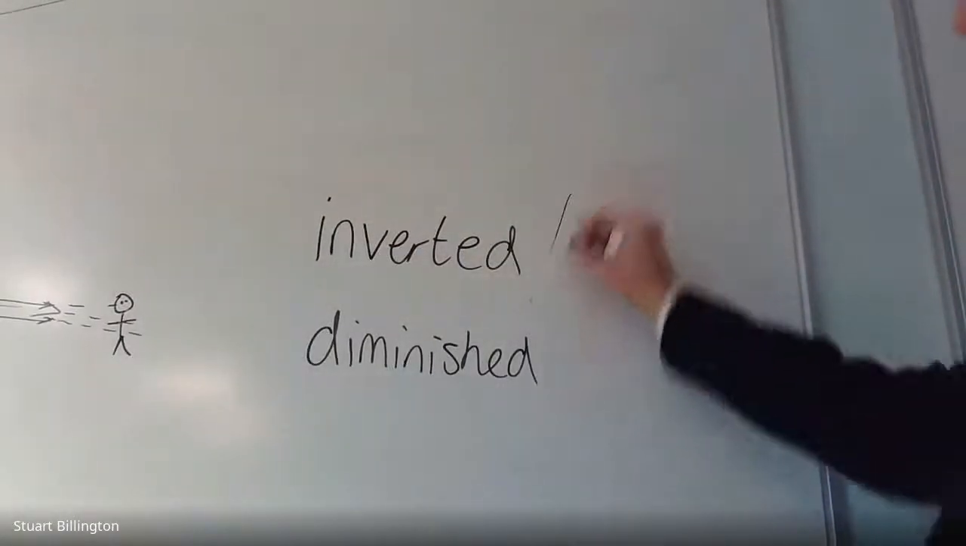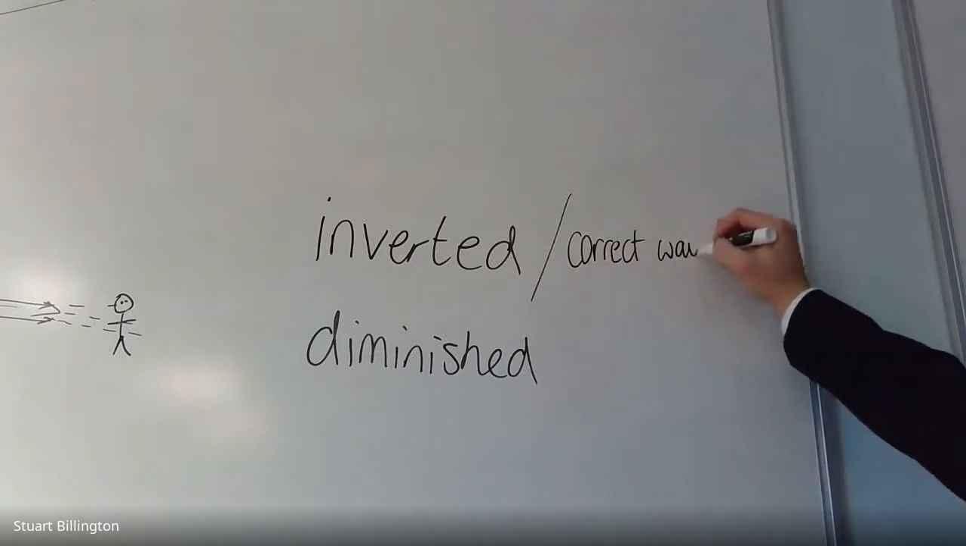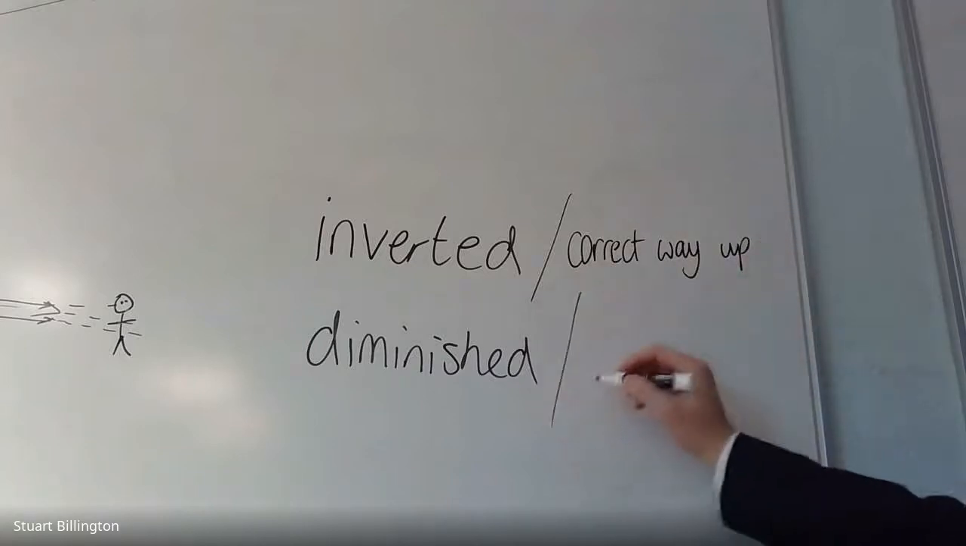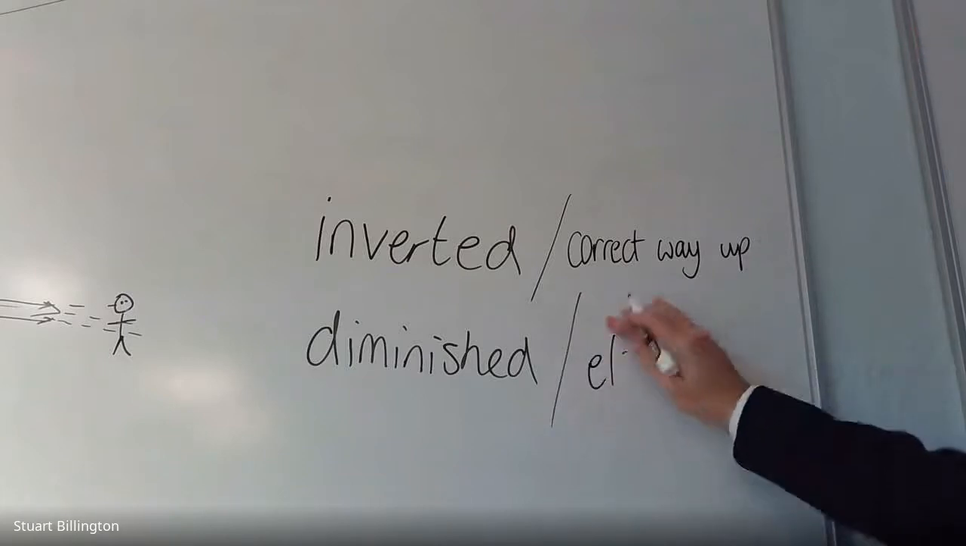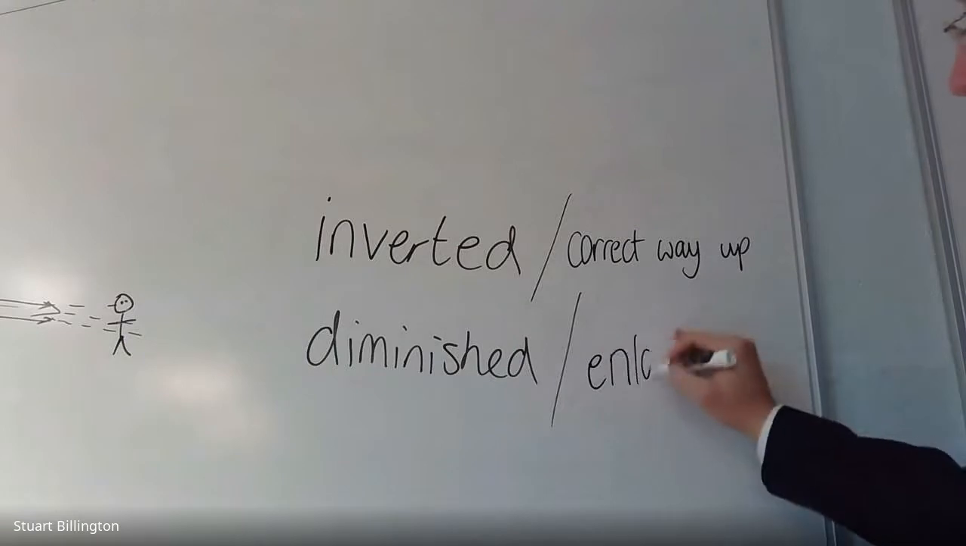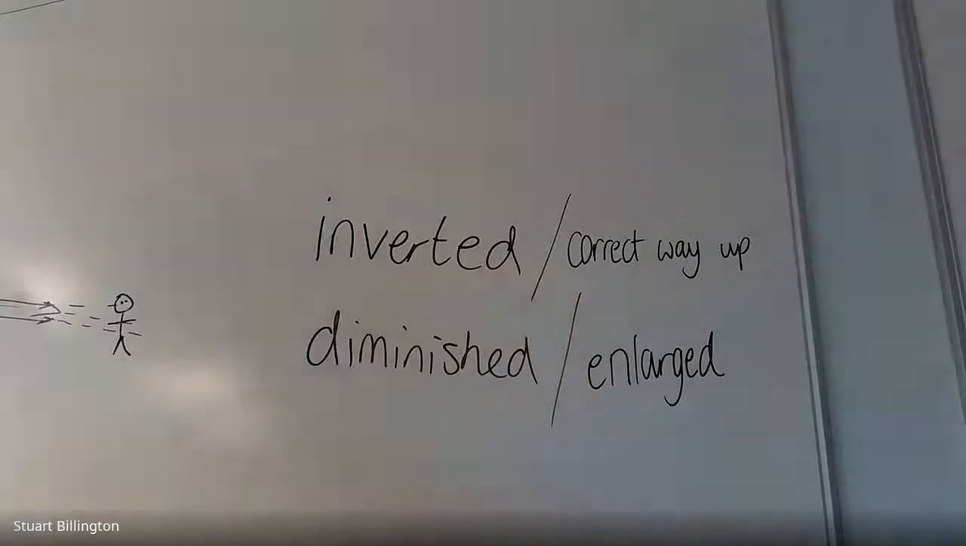We don't have a cool word for correct way up, so we're just going to write correct way up if it is. And we don't really, I mean, we could use larger, but we tend to use enlarged rather than larger. So those are the descriptive words that we're going to be using for the images that we are going to be making in class today.